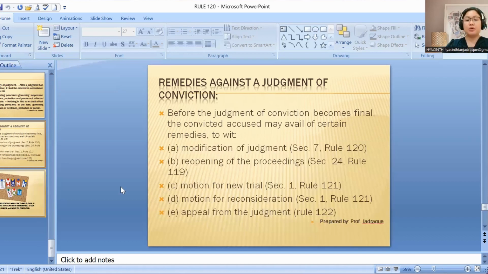Motion for new trial under Rule 121, as well as motion for reconsideration, which we will tackle as well, and then appeal under Rule 122. So those are the salient features under Rule 120 on judgment.